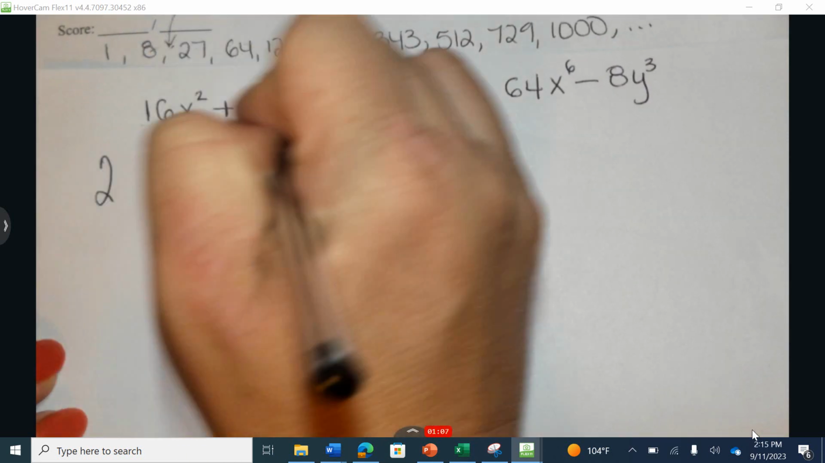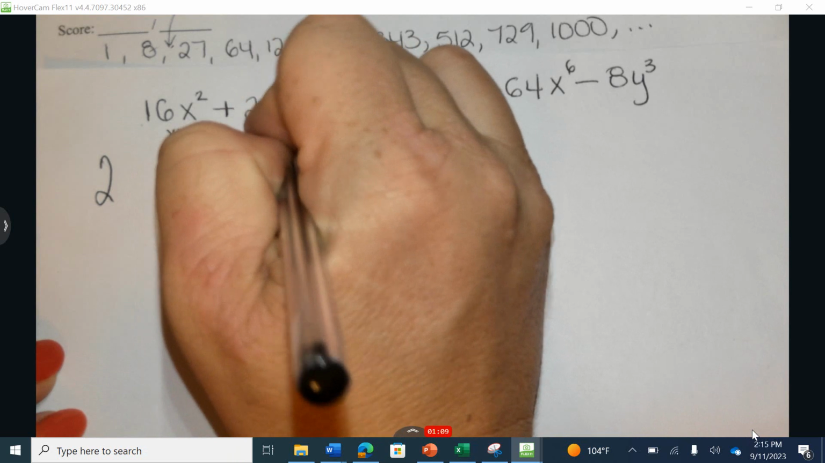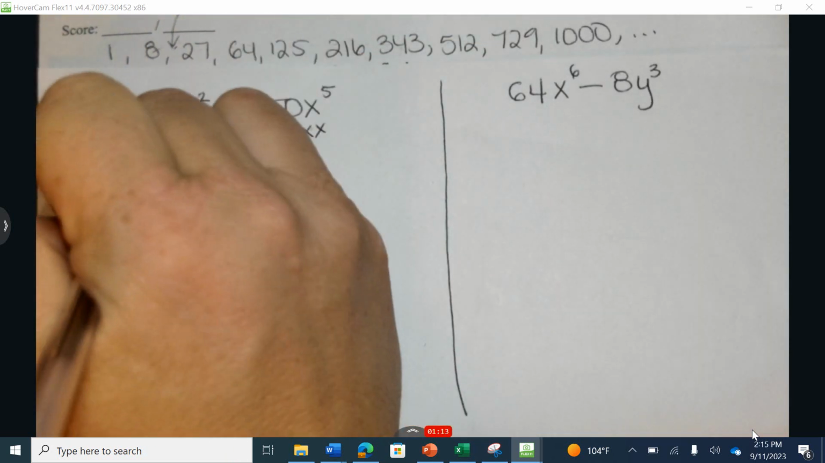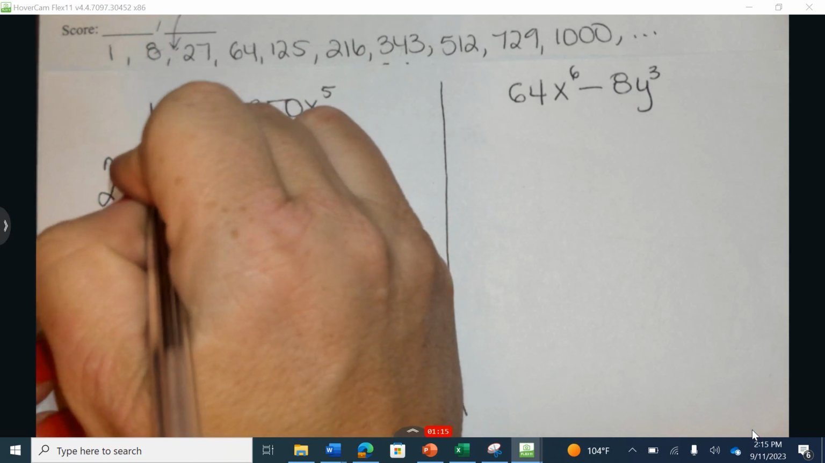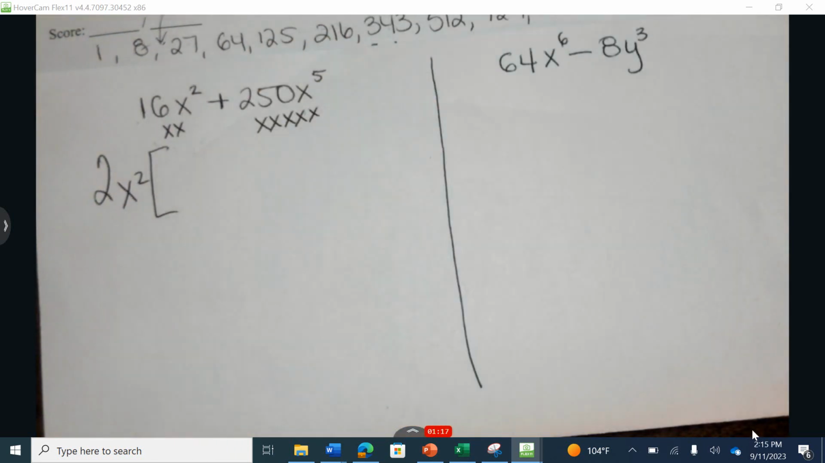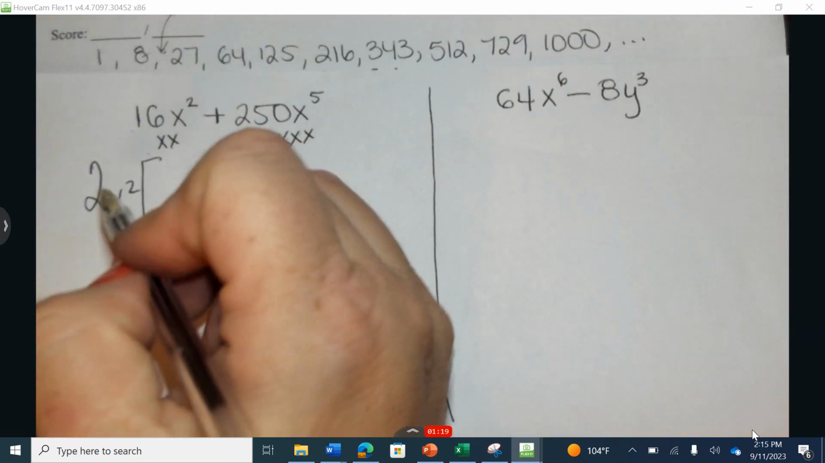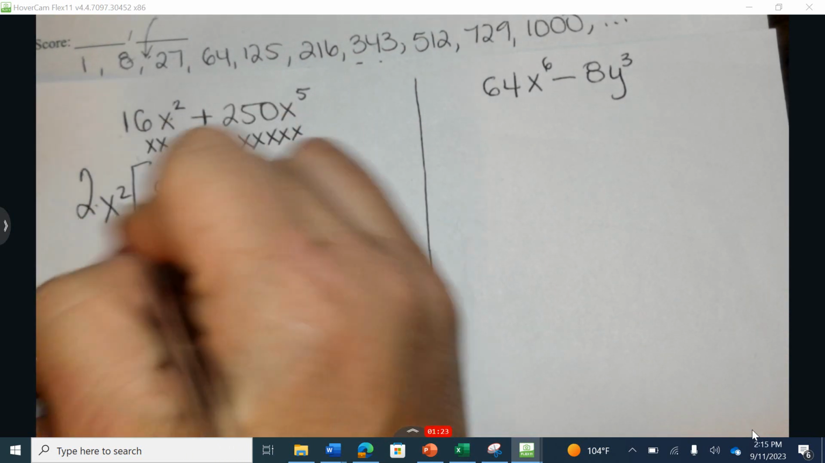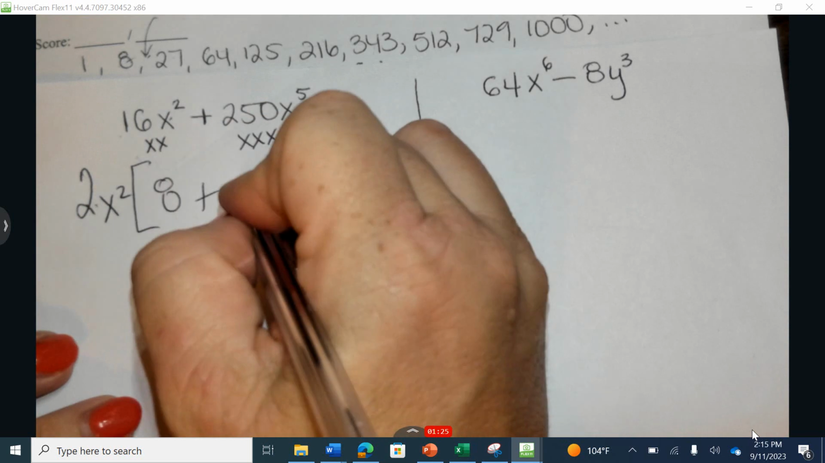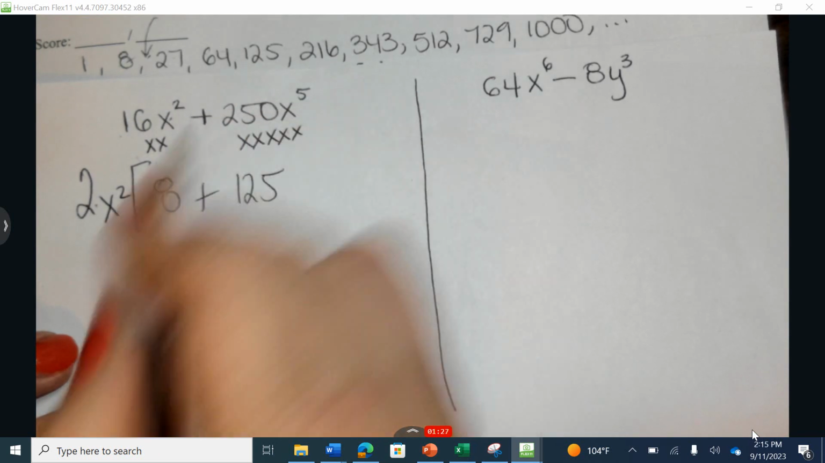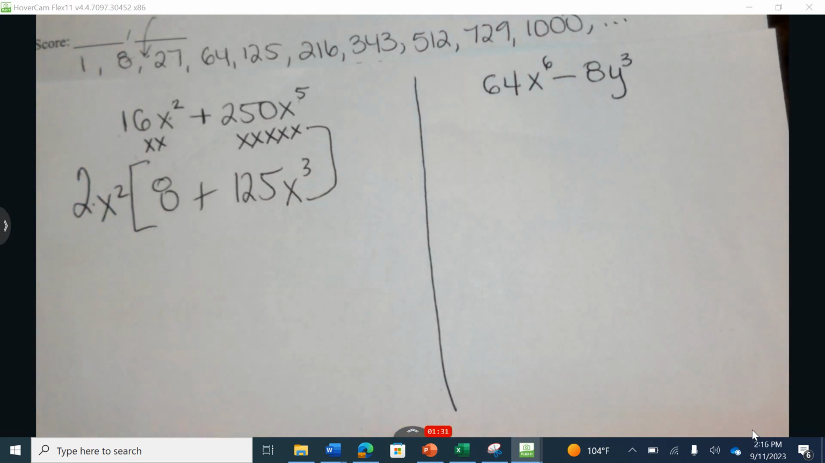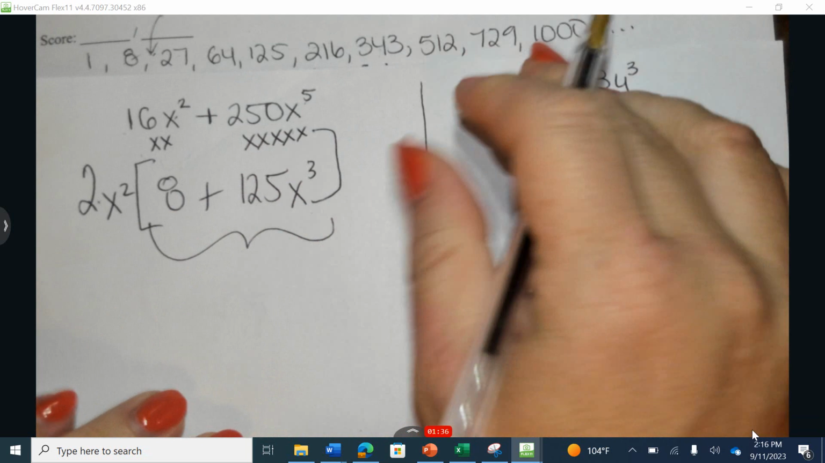Also, I have 2 x's in the front term, and I have 5 x's in the back term. The most I can take out of both would be 2 x's. What am I left with? Whether you use parentheses or brackets, they do the same thing. They just help us group things properly. 2 times 8 is 16. I already have 2 x's. 2 times 125 is 250. I need 5 x's and I only have 2. Now I have 3. So looking at this, I want to break down this piece.